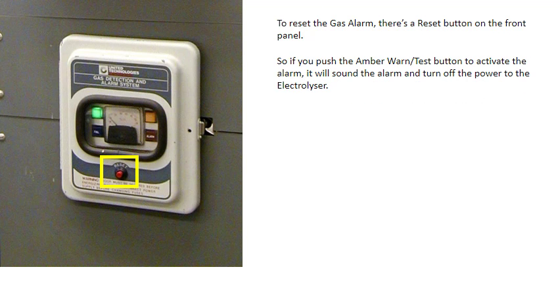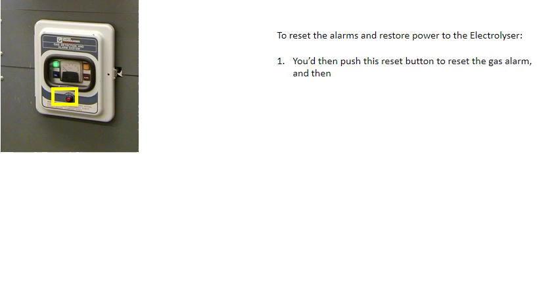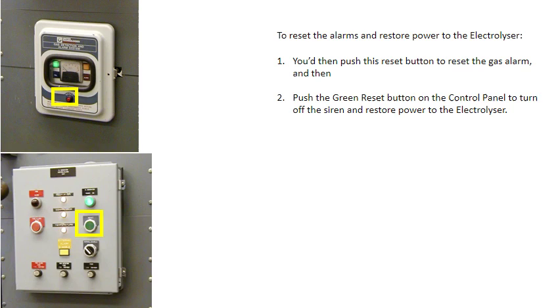To reset the gas alarm, there's a reset button on the front panel. So if you push the amber warn test button to activate the alarm, it will sound the alarm and turn off power to the electrolyzer. To reset the alarms and restore power to the electrolyzer, you then push this reset button to reset the gas alarm, and then push the green reset button on the control panel to turn off the siren and restore power to the electrolyzer. This concludes the introduction to safety equipment.